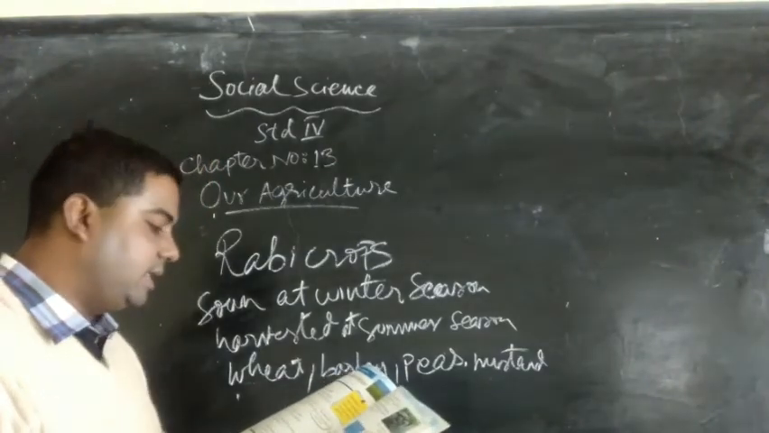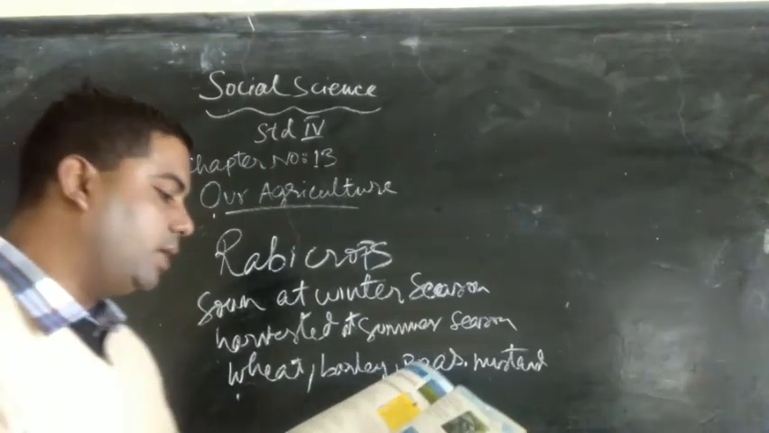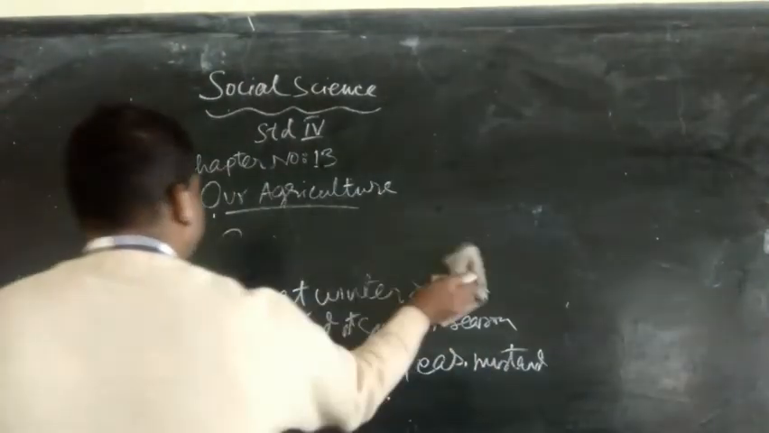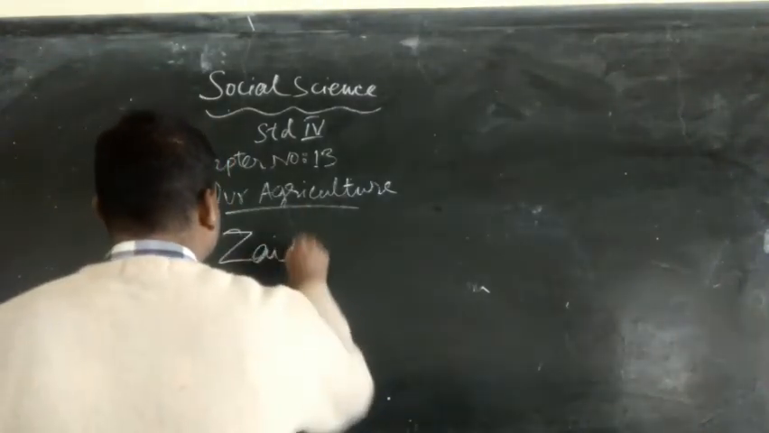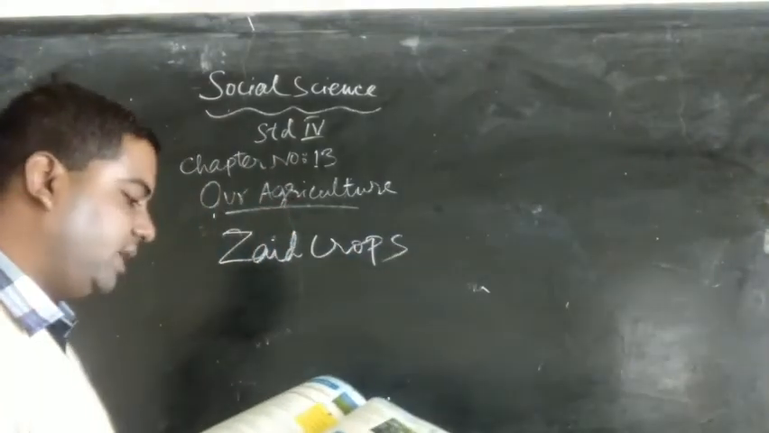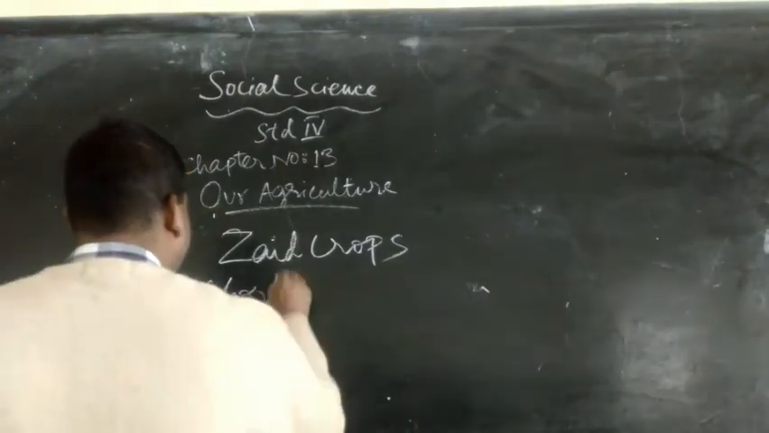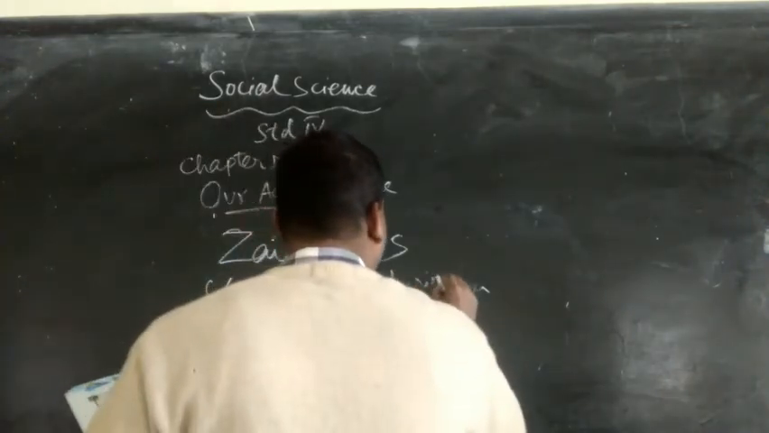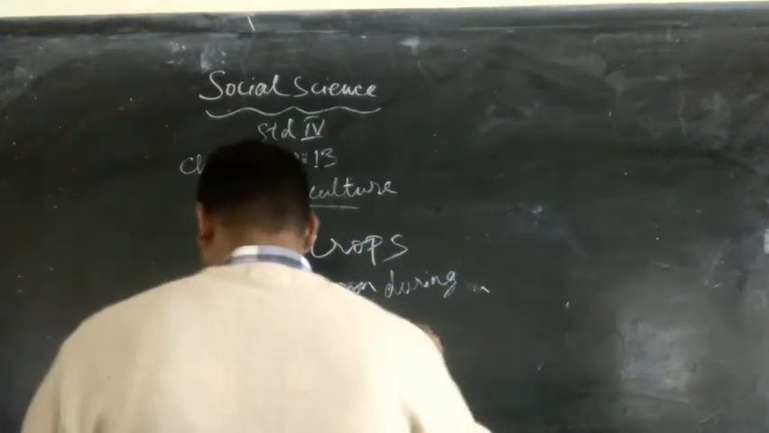Now we come to the third type of season. In between the Rabi and the Kharif seasons, there is a short season during the summer months known as the Zaid season. So we have the third type of cropping season, which is the Zaid. Now the Zaid crops are being cultivated in the short season during summer months. So in the short season of summer months, the Zaid crops are grown.